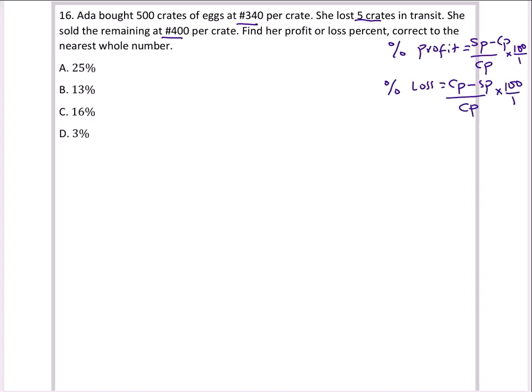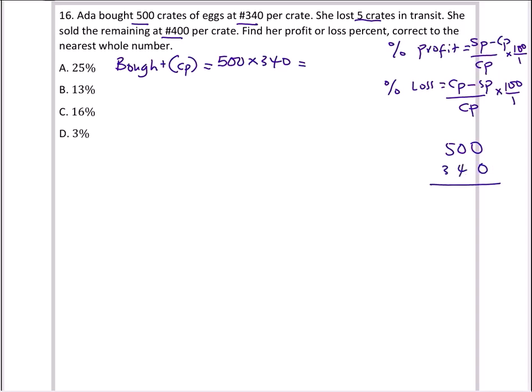Let's continue. So Ada bought 50 crates of egg at this. So she bought. That word bought simply talks about the cost price. So the cost price is she bought 50 crates at 340. So let's find it. So 50 multiplied by 340. Just a moment, let me clear this. So 340. So let's multiply. 0 times 0 is 0, 0 times 0 is 0, 0 times 0 is 0, 4 times 0 is 0, 4 times 0 is 0, 4 times 5 is 20.